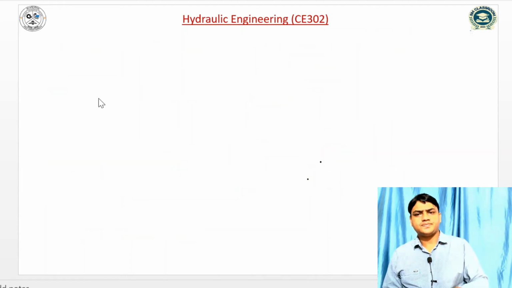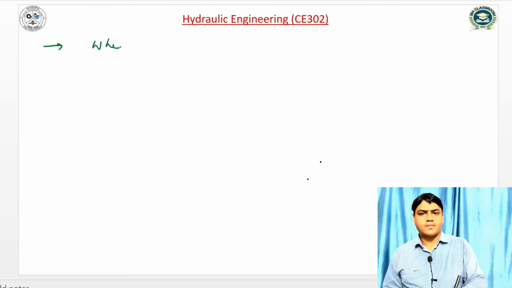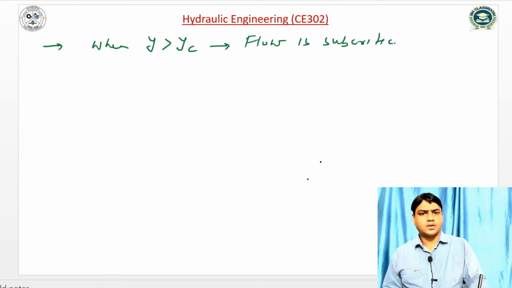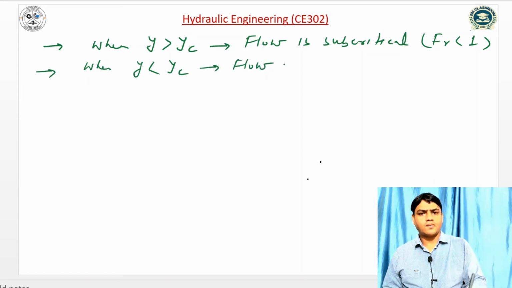So we can write here: when Y is greater than YC, flow is subcritical, and in subcritical flow the Froude number is less than unity. Similarly, when depth of flow is less than critical depth, then flow is supercritical, and in that case our Froude number is greater than unity.